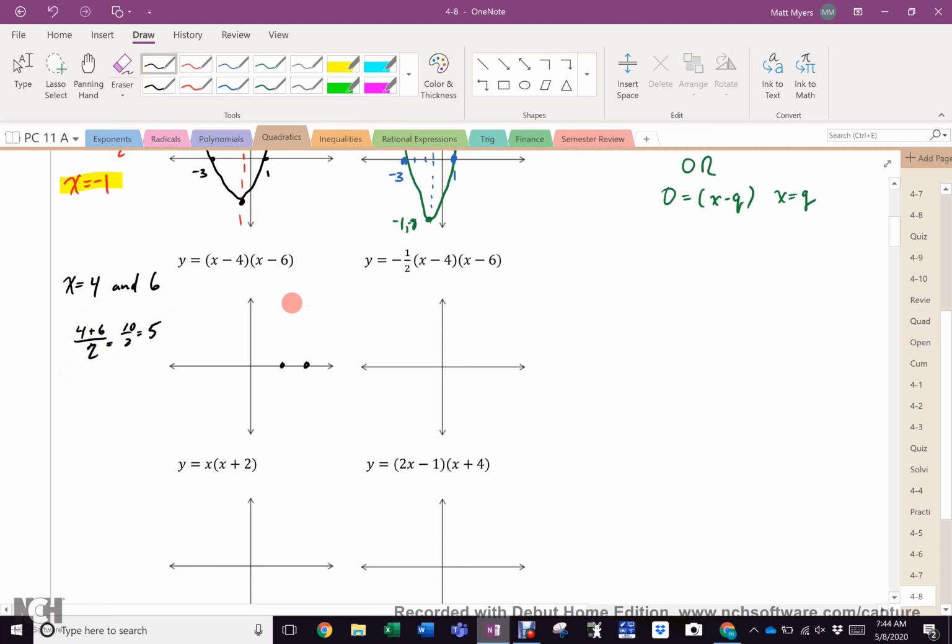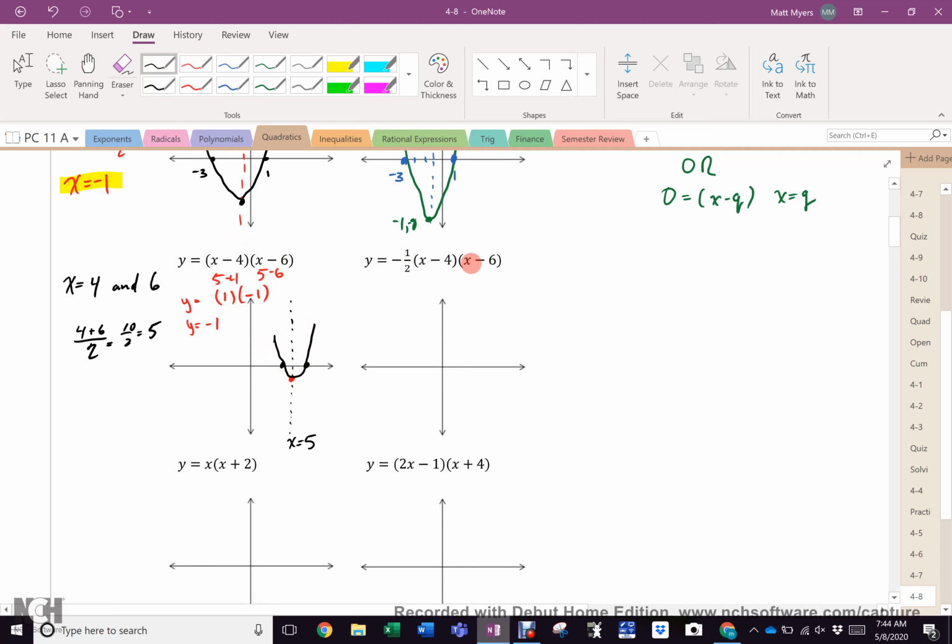So our vertex of symmetry is x equals 5. When I put that in there, 5 minus 4 is 1. 5 minus 6 is negative 1. 1 times negative 1, y equals negative 1. And again, we check. That makes sense. When I go from 4 over to 5 over to 6, that's over 1, so I should go up 1. Negative 1 to 0 is up 1. So there's my graph.